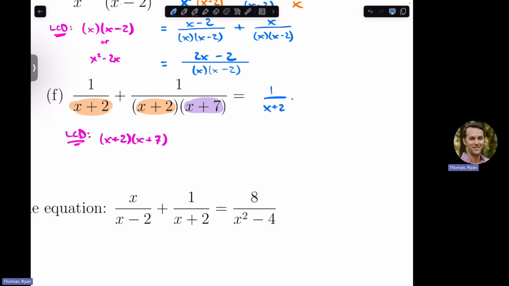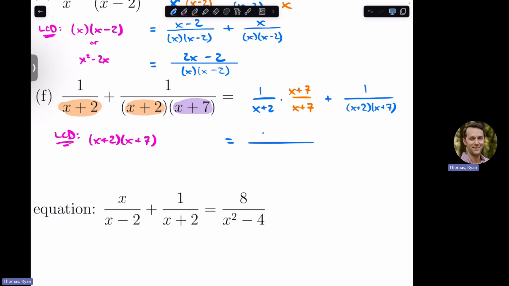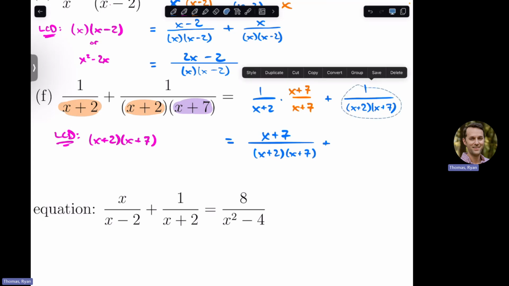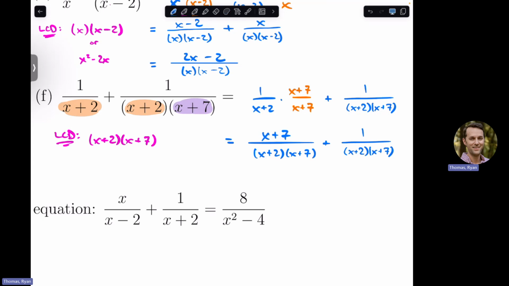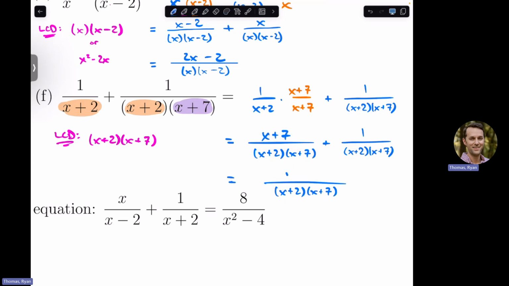First term, I need to multiply by x plus 7 in top and bottom. The other one I can leave alone, right, because it's already got everything. And so we get x plus 7 plus this thing, which becomes x plus 7 plus 1. So x plus 8.